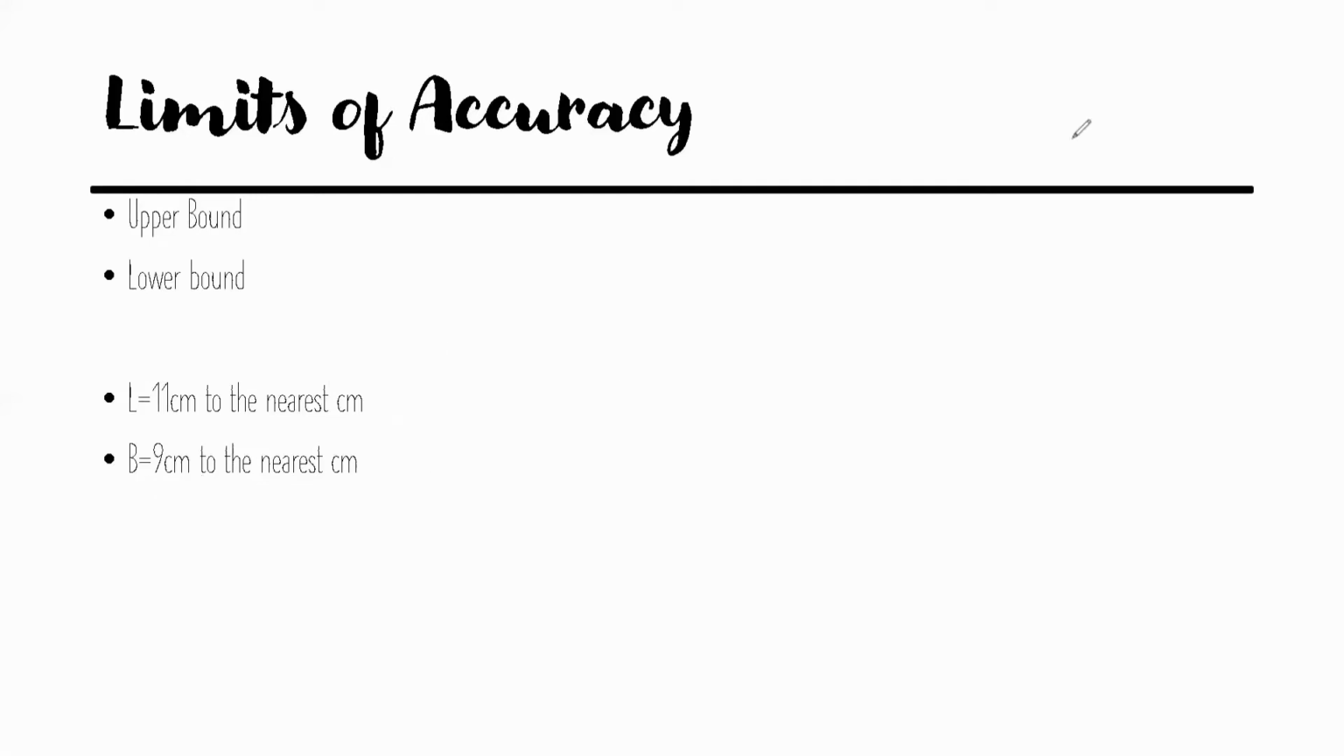Now, when you have your lower bounds and upper bounds, the question asks you to find the lower bound of the area. For the lower bound of the area, I want the lowest possible value for the area. And for area, I use length times breadth. And so I'll be needing the lowest two values to get the lowest area. The lowest value here was 10.5. The lowest value here was 8.5. And from that, I can get my area. That is 10.5 times 8.5 to get 89.25 centimeters squared.